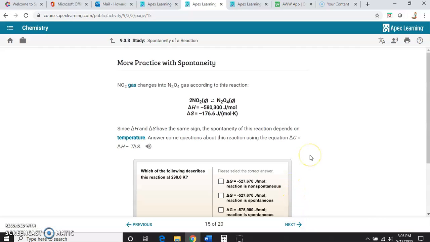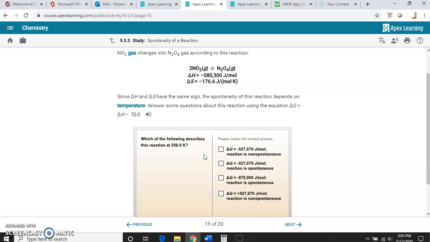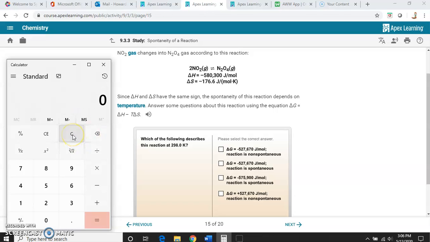So we have a few more questions to look at and plug in some numbers. Okay. So we want to figure out that they have the same sign, and so that means that it really depends on the temperature. It's not going to automatically be spontaneous or not, like when we first looked at what was going on last time. So which one describes it if we have 298? If we plug it into that formula again, we have a temperature, it's already in Kelvin, so we can figure this out. So let's solve for this first. So 298 times, what is the change of S?